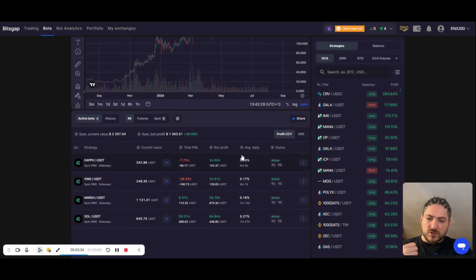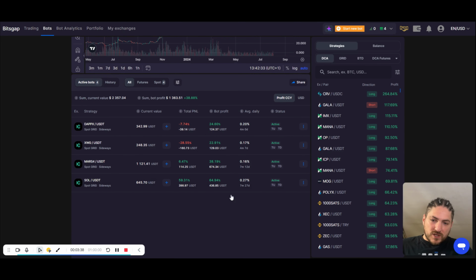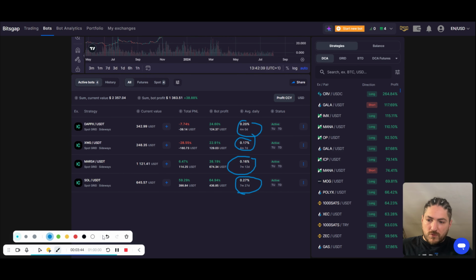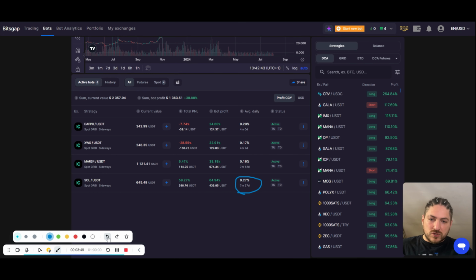Okay, so these are the 4 active bots that I have. We can see here they've been running for quite a while, 7 months, 7 months, 4 months, 4 months. So they've had some time to show some performance. And the whole idea with these bots is that I'm going to run them for the long term. Yes, so I'm going to try and leave them for the long term. I'm looking at 1 year plus.